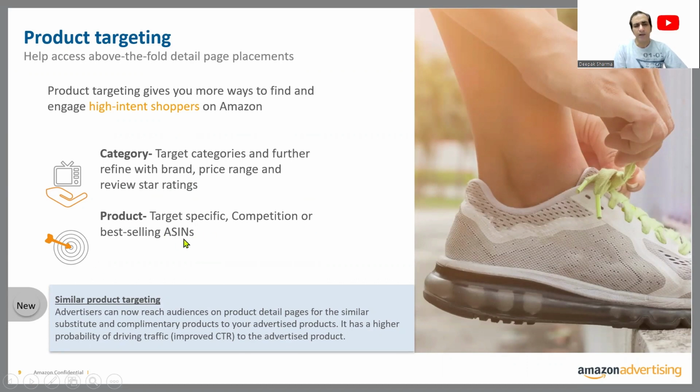Now, what is an ASIN? Amazon gives each and every product its specific unique identifier number, which is known as ASIN. You can also do similar product targeting. The advertisers can now reach audiences on product details pages for similar, substitute and complementary products to your advertised product. So it has a higher probability of driving traffic and improving click-through rate to the advertised product. You can do advertising of the similar product, and similar product targeting can be done to target other products.